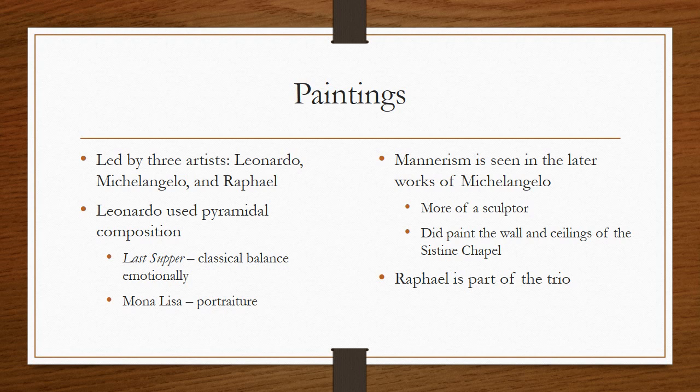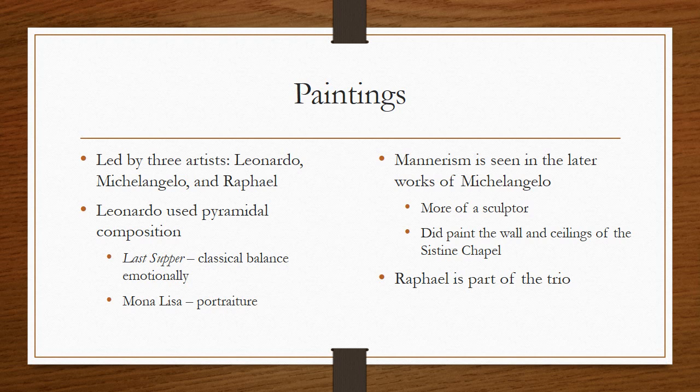High Renaissance paintings were led by three artists, Leonardo, Michelangelo, and Raphael. Leonardo da Vinci established pyramidal composition as the standard structure of High Renaissance paintings. Last Supper is a low-lying pyramidal work and also achieves classical balance emotionally. The most famous painting of all time, Mona Lisa, created the major genre of portraiture.